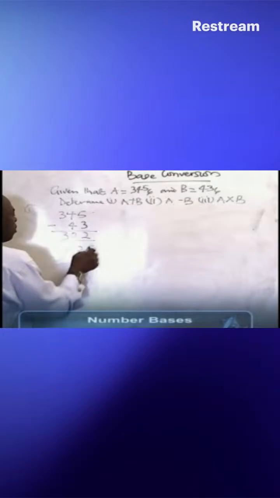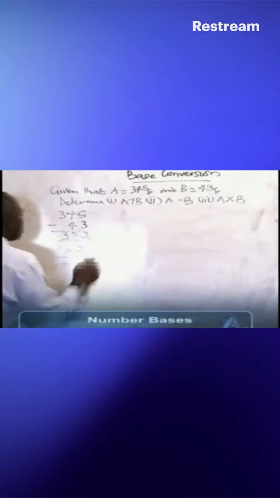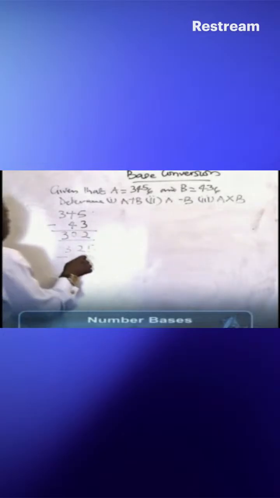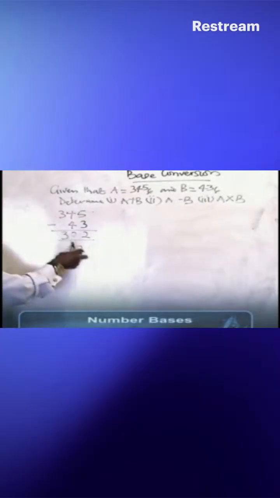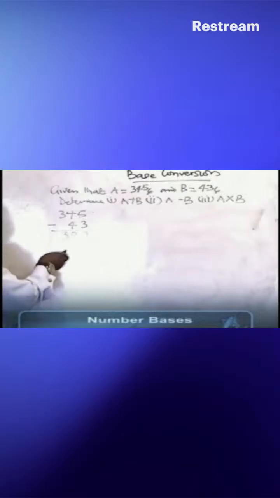If you take 4 away from 5, you have 1. If you take 5 away from 2, it's impossible. You cannot subtract 5 from 2. So you go to the 3 and borrow 1 from him.